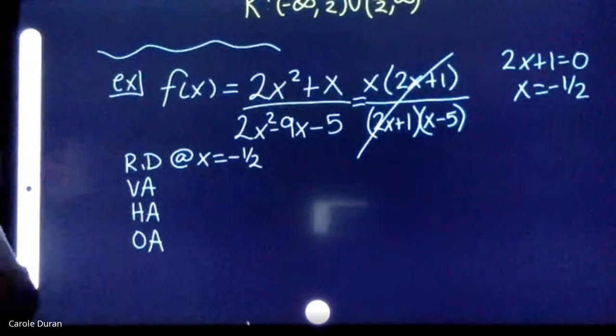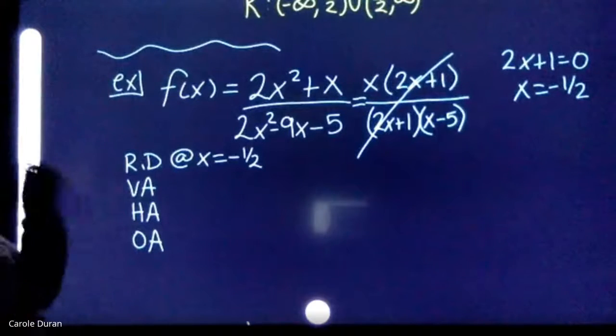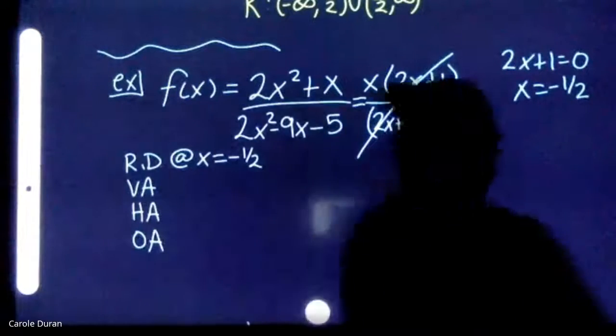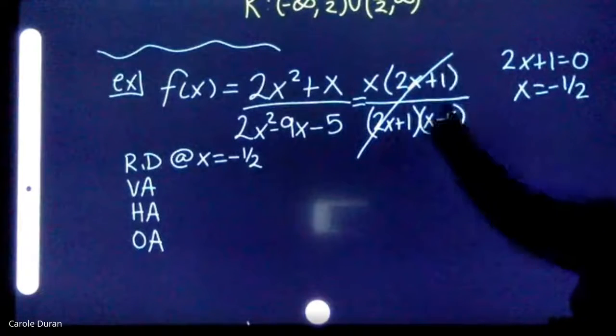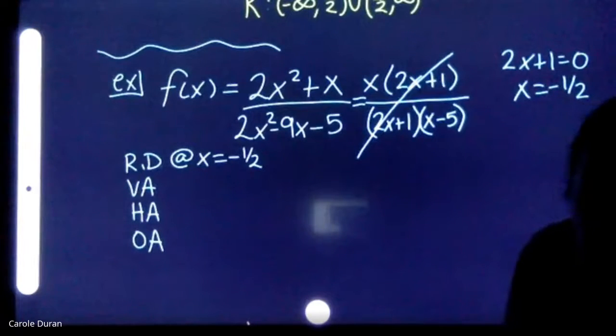Which means if I were to be graphing this, I would have a hole or an open circle in my graph at negative 1/2. Then to find my vertical asymptote, I take what's left in my denominator after I canceled out that factor.